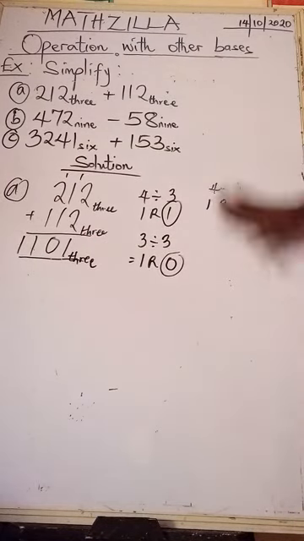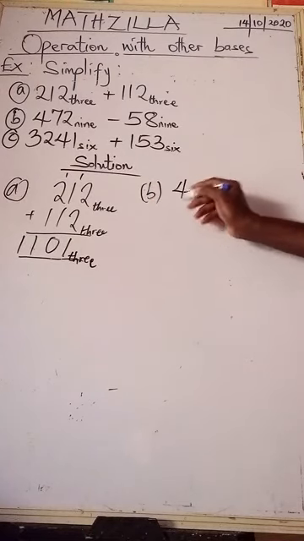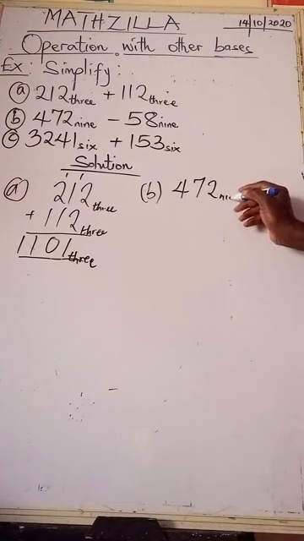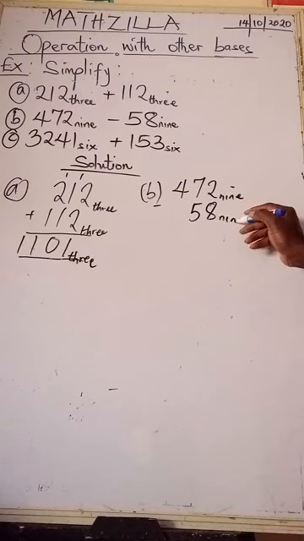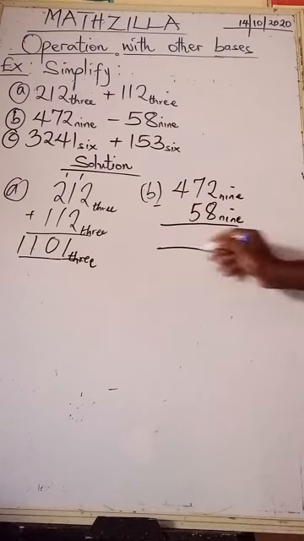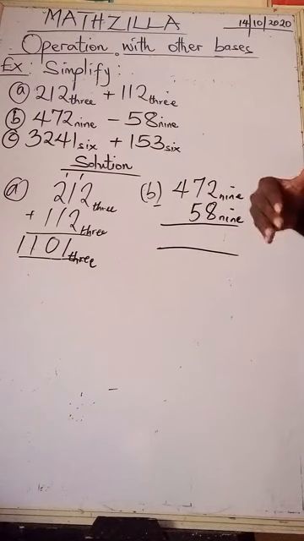So the B part, I have 472 base 9 minus 58 base 9. Now actually, what we could have done if you have something like this is to change this number in base 9 to base 10, change this one to base 10, then subtract. After subtracting, you take your answer back to base 9. But this is an alternate and shorter way of doing it. Once the bases are the same, you can just go with this method.